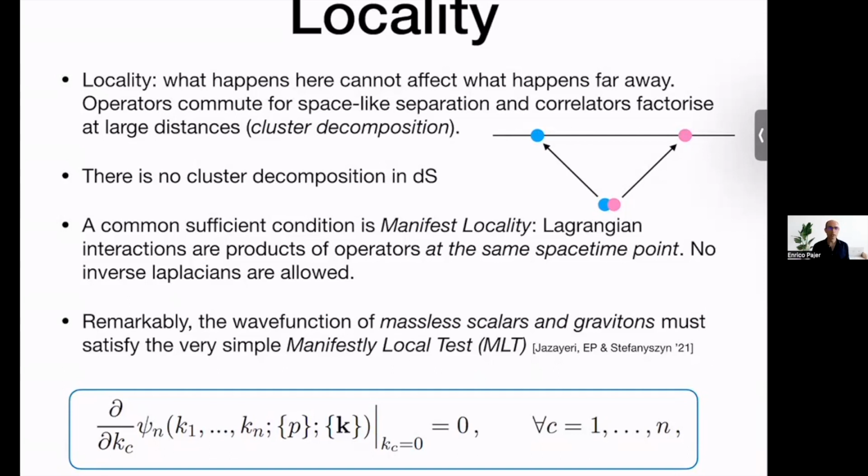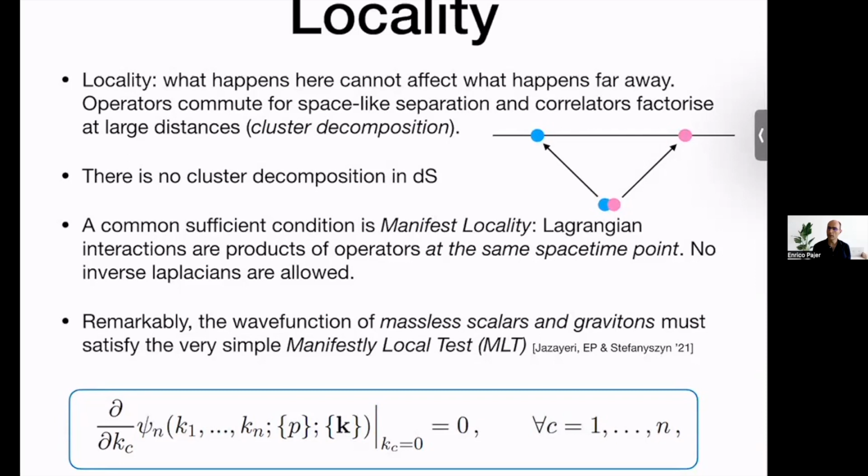Well, colloquially, it is the fact that what happens here cannot affect what happens very far away. More precisely, you can think of it as the fact that space-like separated observables, space-like separated operators, have to commute. And usually in Minkowski, we phrase this in terms of a cluster decomposition: the expectation value of the product of operators factorizes into two expectation values as you move the operators far away from each other in position space.